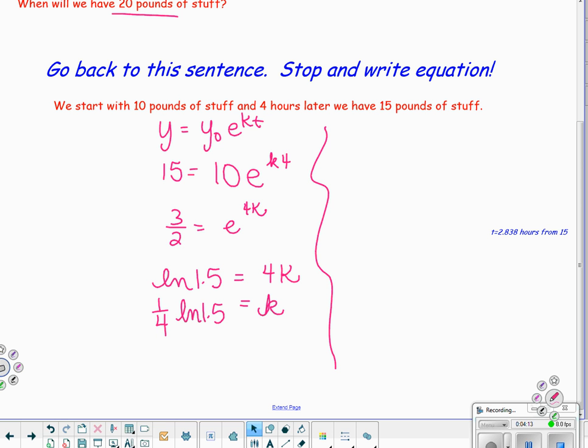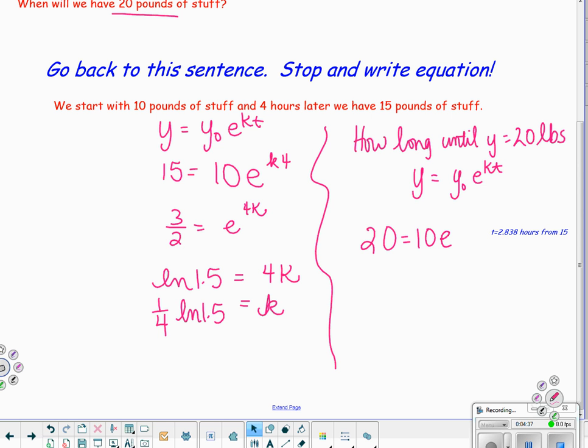Next, what do we want to do here? How long does it take to get 20 pounds? How long until y equals 20 pounds of stuff? Well, I come back to this basic equation of the growth model, and I say I want to finish with 20 if I started with 10, e to the kt. I know my k. It's 1/4 natural log 1.5. And then the question is, how much time is that going to take? So time is really the variable we're trying to solve for on this one. I'm sure that you can process through on this. Let's divide by 10. 20 divided by 10 does not give us a half. It gives us 2.